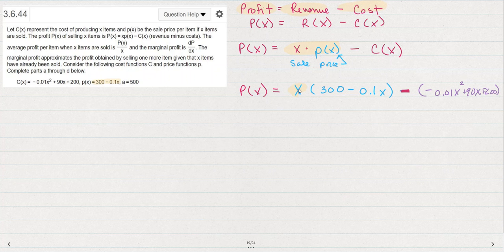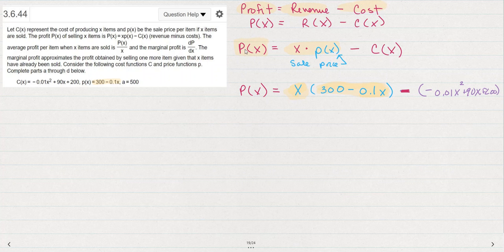So we're going to multiply X times the price. So X items times the price per item. How many items did we sell? X. How much are we selling each item for? 300 minus 1/10 of X. So when we multiply those, that's going to give us our total revenue. And to get the profit, so don't get these two little p's mixed up, by the way.